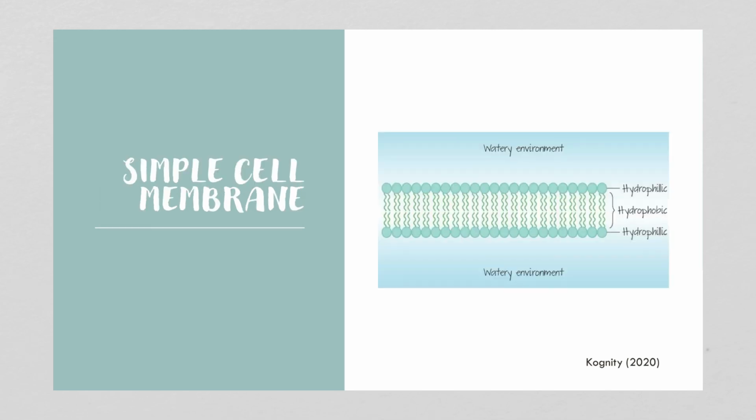Phospholipids also form bilayers, like for instance our cell membranes. This is a drawing of just our simple cell membrane. We have our hydrophilic heads on either side of the membrane, so the watery environment of the internal part of the cell and the watery environment of the external part of the cell. And then all the fatty acid tails are held in between the bilayer. So the outer parts of the bilayer are hydrophilic, but the inner parts are hydrophobic. This helps make the cell membrane selectively permeable.